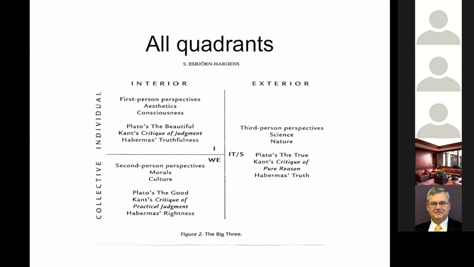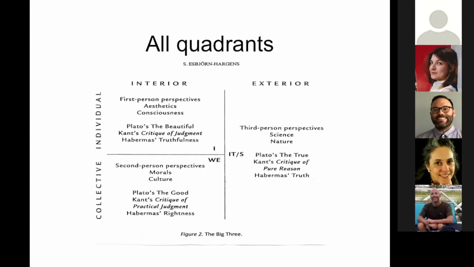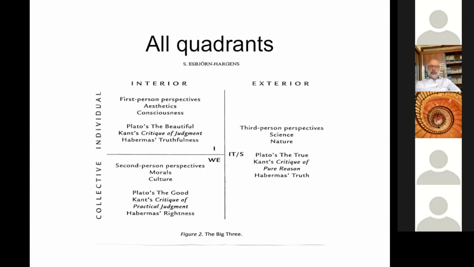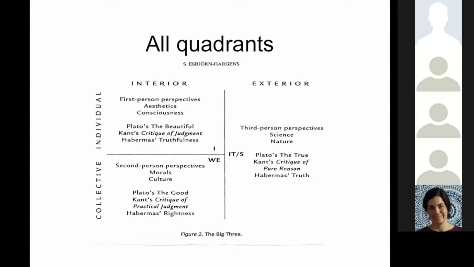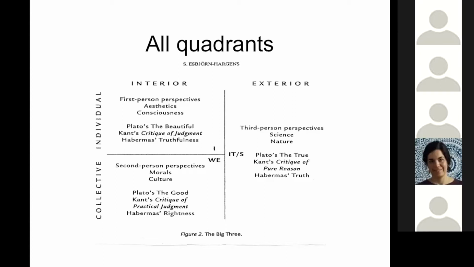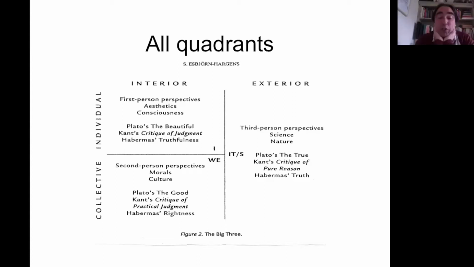And then second person perspectives tend to be about morals or culture. Plato's concept of the good would fall here. Kant wrote a book called The Critique of Practical Judgment, which is about the good. And Habermas has a sense of rightness or intersubjective justness. And then there's the third person perspective, which is about science or nature. And you've got Plato's The True, Kant's Critique of Pure Reason, and Habermas's Truth.